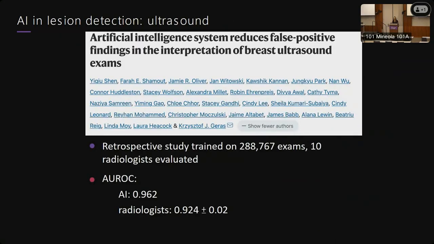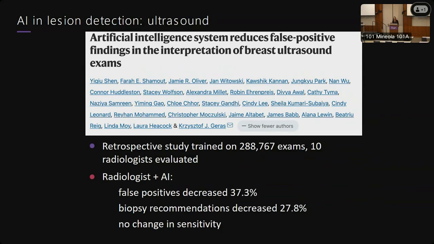So that was mammography. What about ultrasound? This is our NYU study where we trained the AI on almost 300,000 exams. And the AI had good accuracy of 0.96, better than the radiologists who were at 0.92. And so when we combined our powers, we found that our false positives decreased, our biopsy recommendations decreased, and the sensitivity stayed very high. So this was a great addition to our workflow.